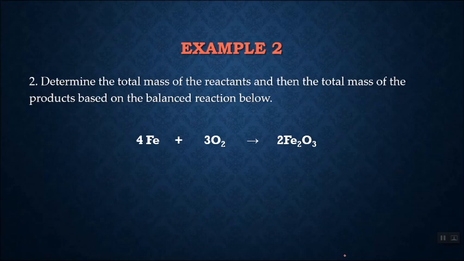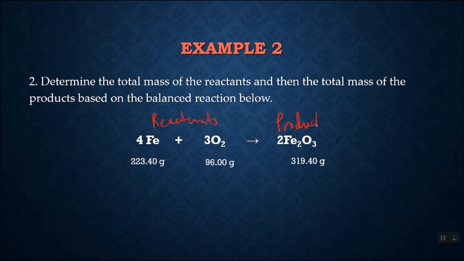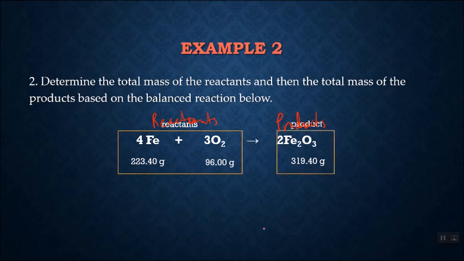Now, let's see how that adds up. If we have 223.40 grams of the iron, 96 grams of the oxygen here, and 319.4 grams of the iron 3 oxide. According to the law of conservation of mass, the masses should add up from the reactants over here to the products on this side over here. Not created nor destroyed. Let's make that a little bit better. All right, so let's add it up and see. Reactants and products. And I can erase that.